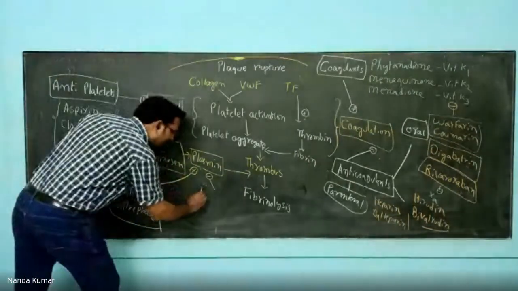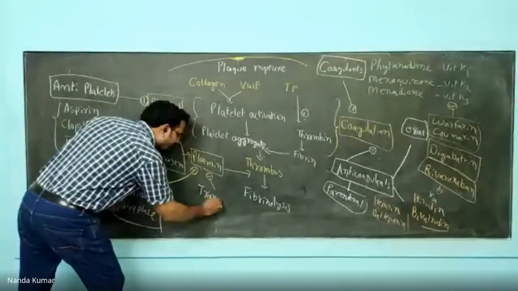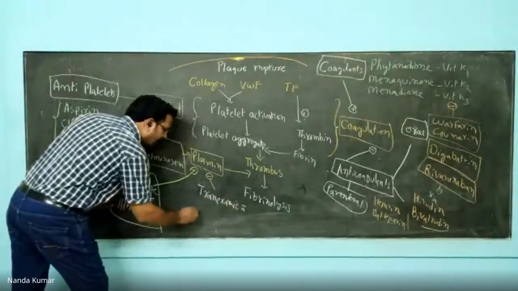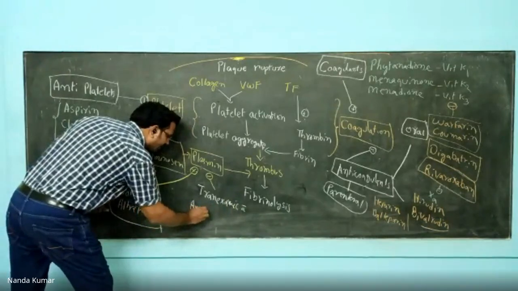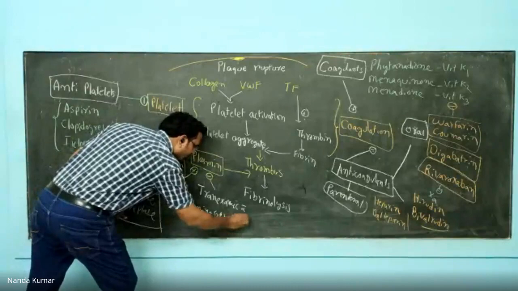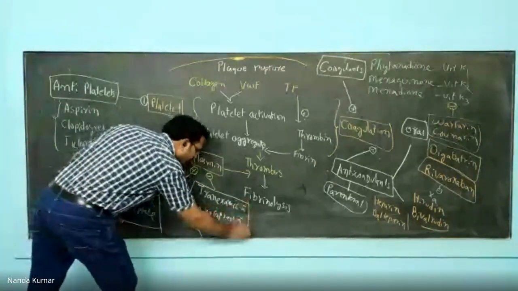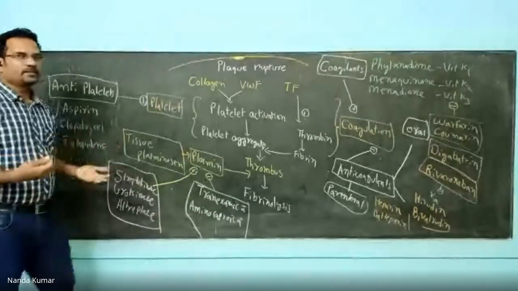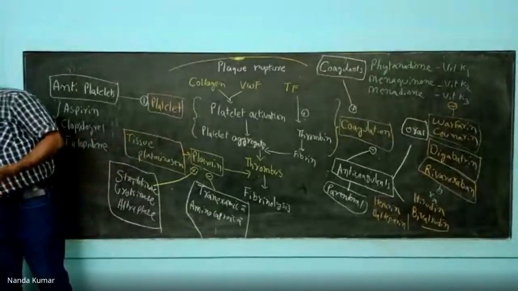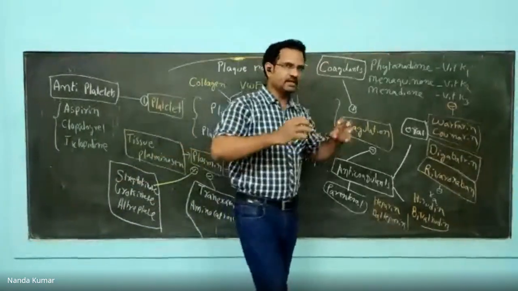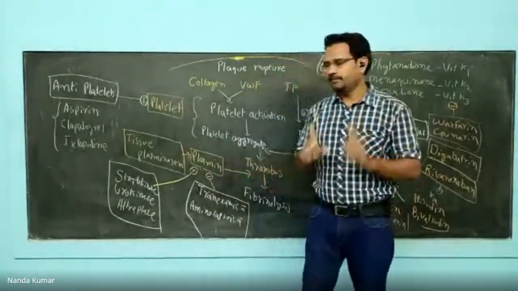Examples are tranexamic acid and aminocaproic acid. So these are all the various kinds of drugs which will come under the cardiovascular system. I'll explain it slowly. Again, listen to it, understand the significance of each and every thing.